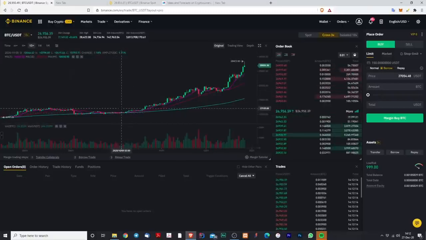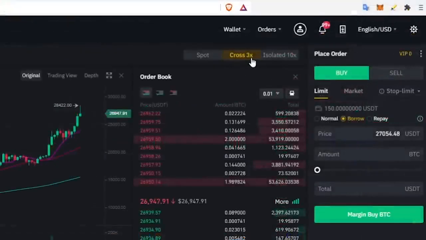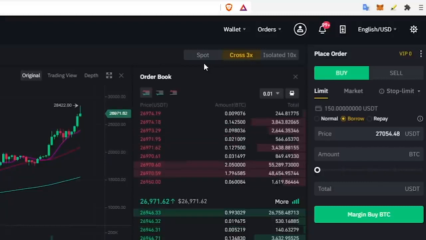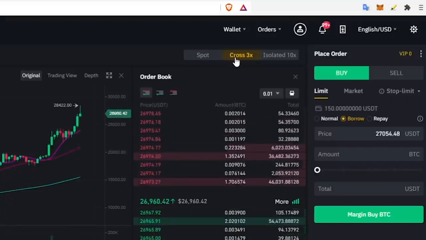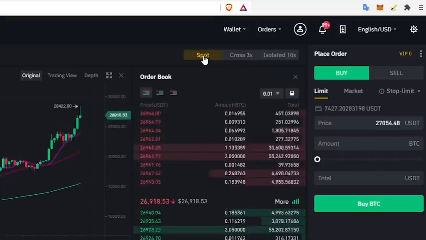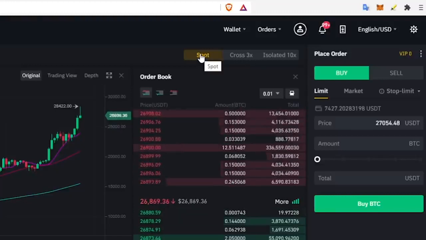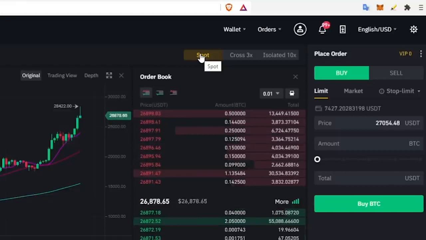So now we are in our trading desk, guys. You can see right now it's on cross by default. We want to click on spot, right? It was on cross 3x. This is margin. I want it to be at spot. So you always want to check this, making sure that it's at spot by default if spot trading is what you're trying to do.